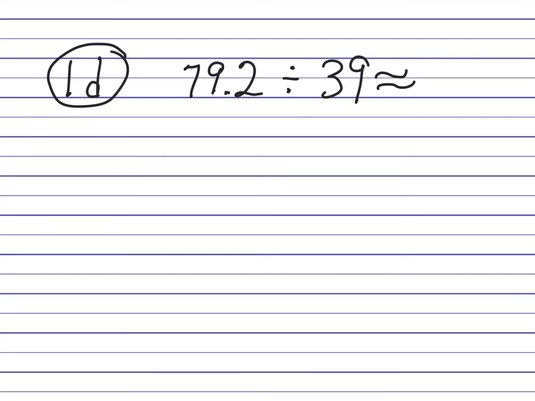Okay, on 1D, I skipped C. I think you can do that one on your own. On D, we're thinking about 79.2 is really close to the number 80. And then 39 is very close to the number 40. And so you can estimate by doing that problem.